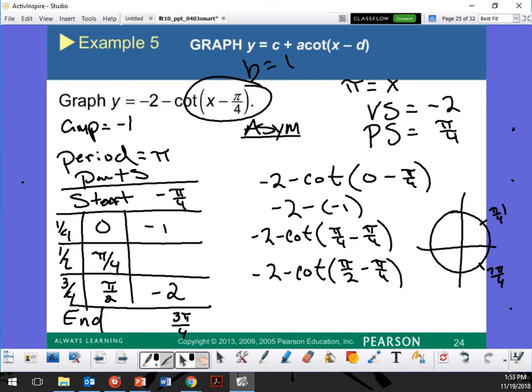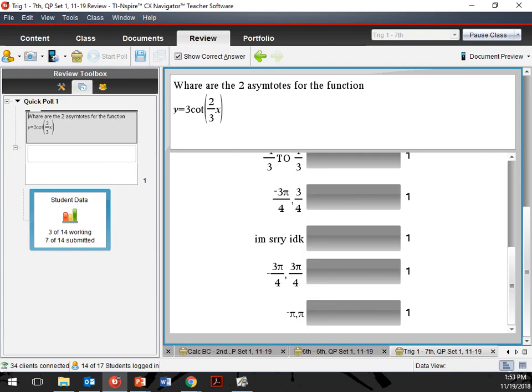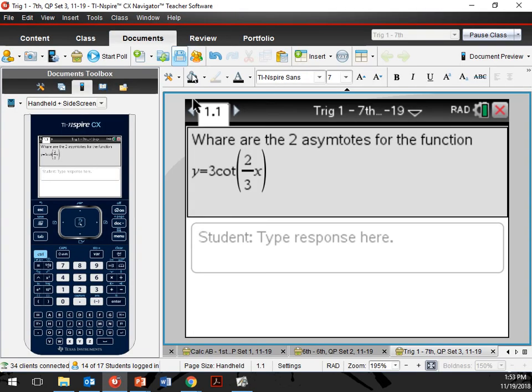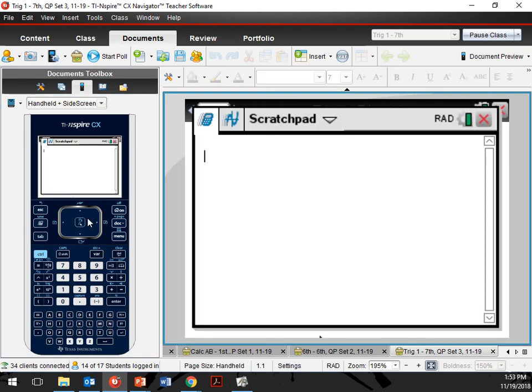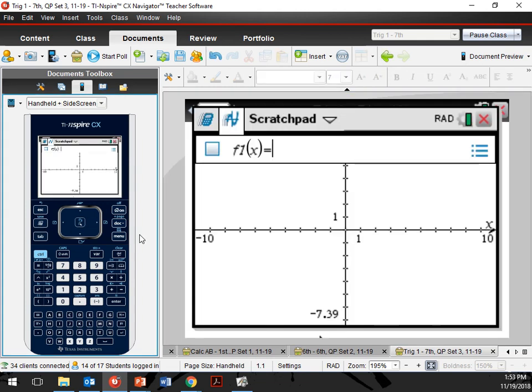Can you use a calculator on the test? Yes, we use a calculator on every test. Watch this. Use a calculator for all this. It's in radian, isn't it? Yes. Okay, so if it's in radian, let's go ahead and take a look.